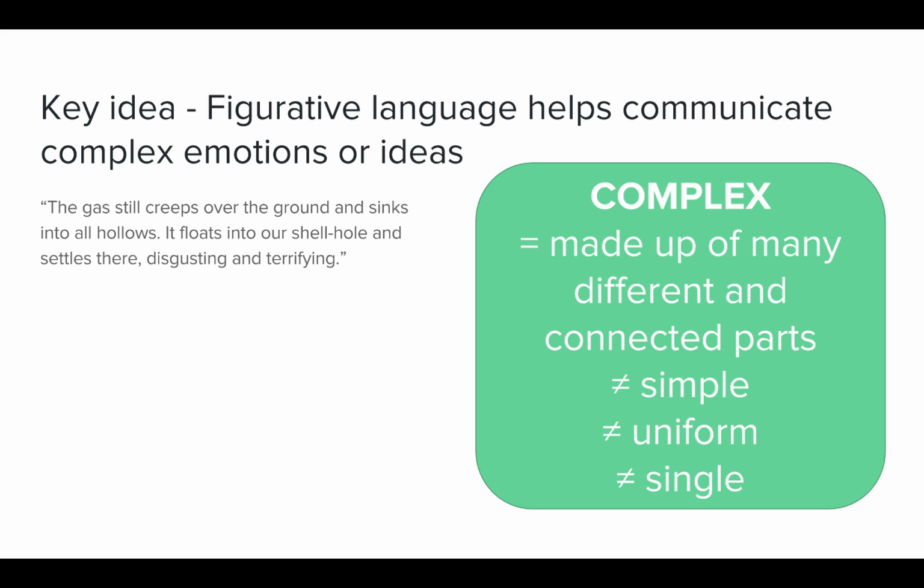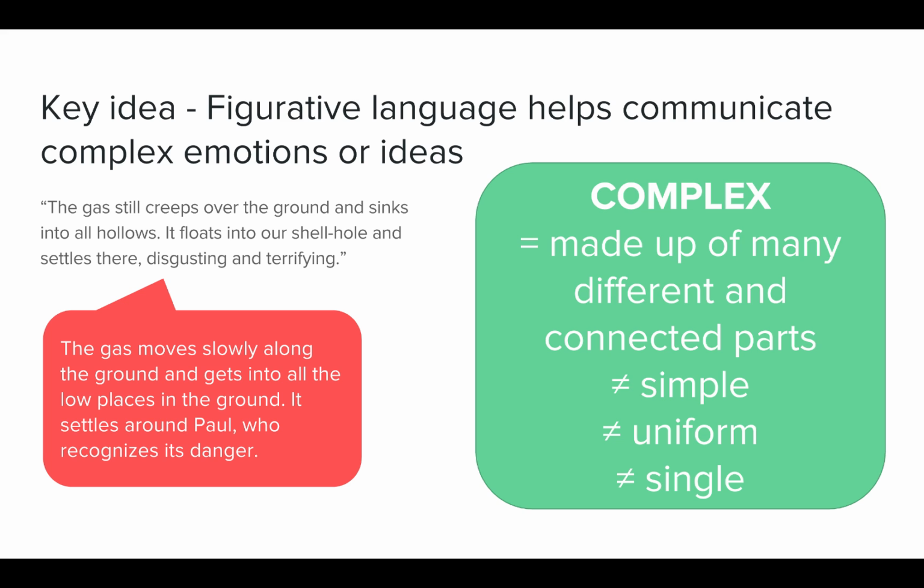Remarque could have said, "The gas still creeps over the ground and sinks into all hollows. It floats into our shell hole and settles there, disgusting and terrifying." And we would have been able to imagine the gas. This helps us imagine that the gas moves slowly along the ground, gets into all the low places in the ground, and it settles around Paul, who recognizes its danger. So we get something about the gas from this description.